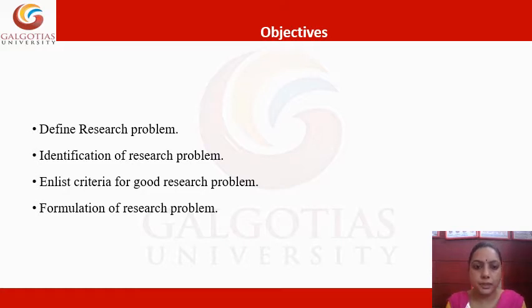So the objectives are: define research problem, identification of research problem, what are the different sources where we will find out a good research problem, then enlist criteria for a good research problem. So what are the certain characteristics that we have to follow while selecting a research problem, and formulation of a research problem. How to formulate a research problem.